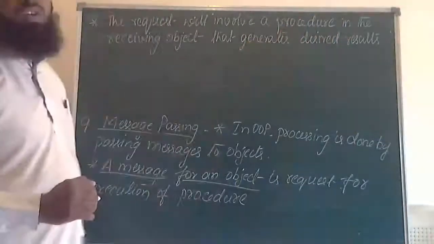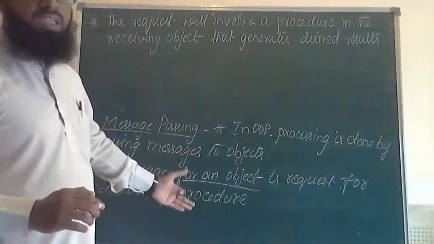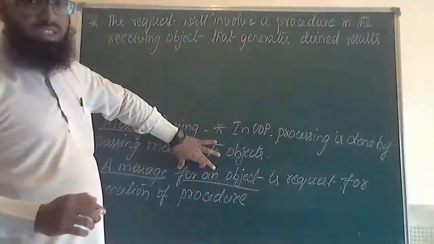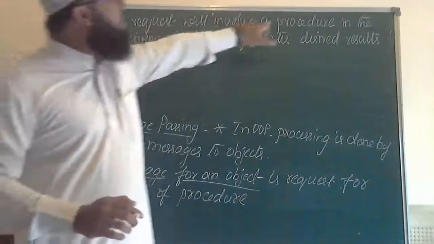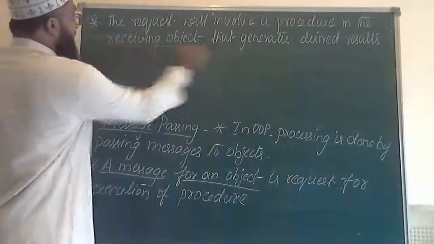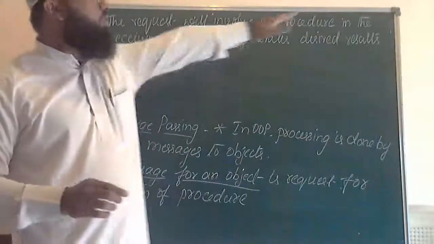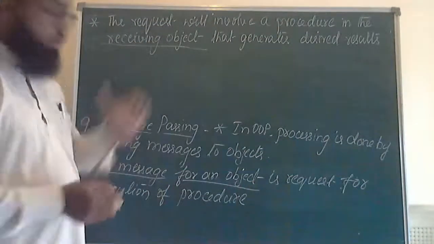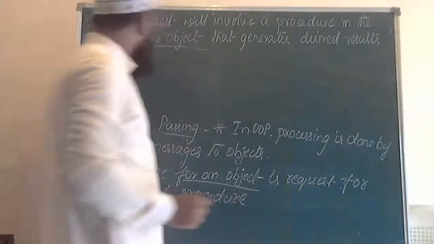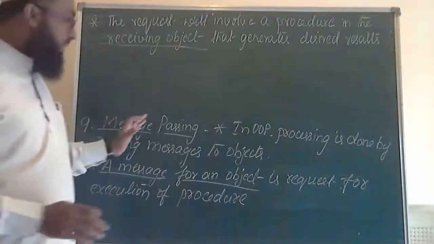So this is actually called message passing. When a message is passed for an object to execute the procedure, the message which is sent is a request. That request involves a procedure in the receiving object, the object which received the message, to generate the desired results. So for these things, message passing is used. Hope you have understood message passing.